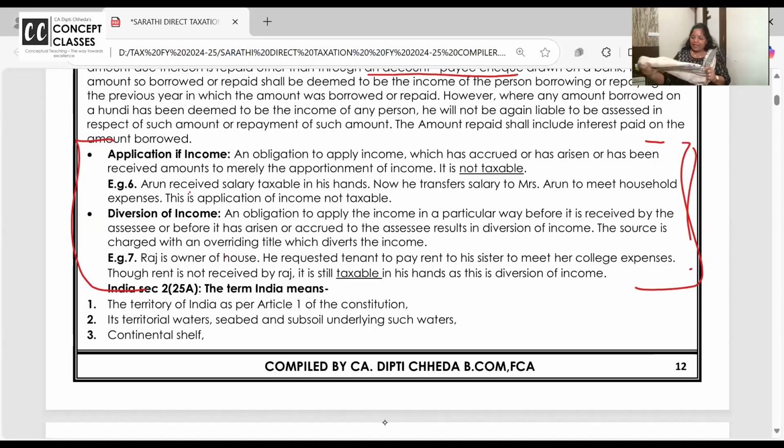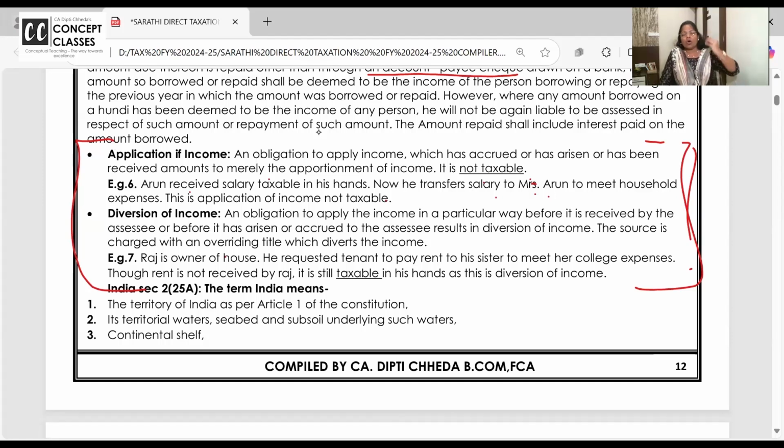Okay. Let me share some examples which are already written here. तो आपको और क्लियर आ जाएगा. ये देखो, already लिखा है. Application of income. An obligation to apply the income which has accrued or arisen or has been received amounts to merely the portion. It is taxable. It is not taxable, sorry. Arun receives salary income. Now he transfers the salary. Husband घर के salary wife को दे देते हैं and you do household expense. So should wife pay the tax again?